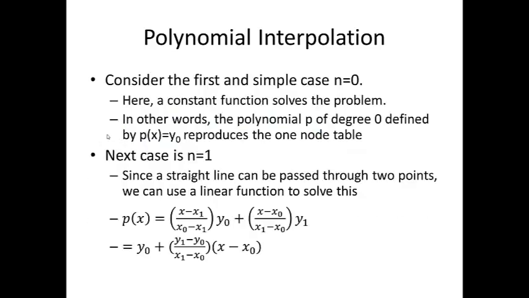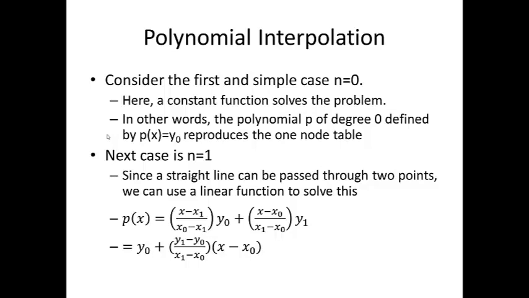So let's start with the easiest case, that's n equals 0. And here basically we can use a constant function to solve that problem. In other words, a polynomial p of degree 0 defined by p of x equals y0 reproduces the one node table.